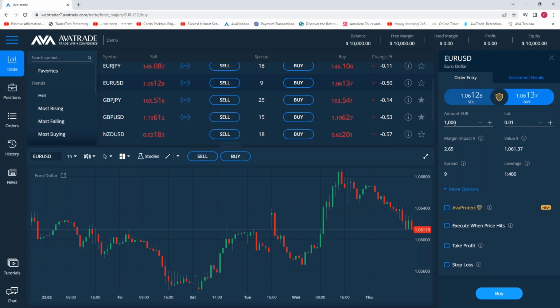1,000 units of Euro dollar, it's the same as 0.01 lot, as a traditional lot is 100,000 units. So this is the minimum size that you trade. And with the global regulation leverage, you have 1 to 400. So 1,000 units, that's what it costs you. And because of the 400 leverage, this is actually the most affordable one.